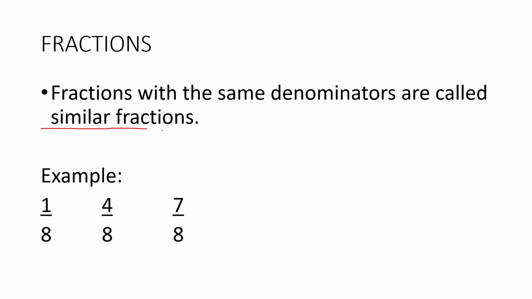So, let's read. It says here, fractions with the same denominators are called similar fractions. Take note, same denominators. In Ilocano, the denominators are the same, the number at the bottom of the fraction. So, we call it as similar fractions. Okay?